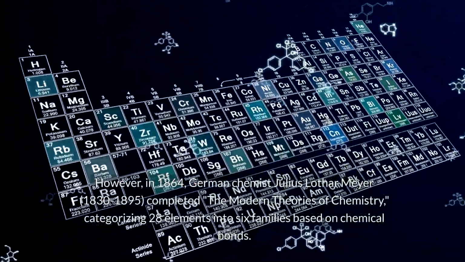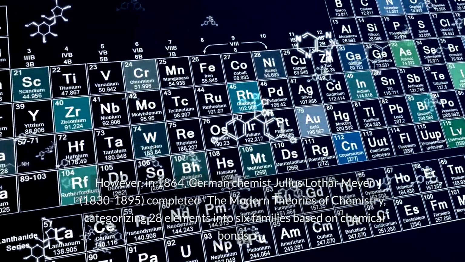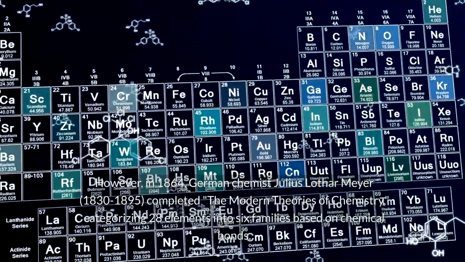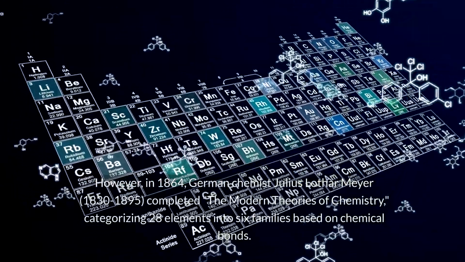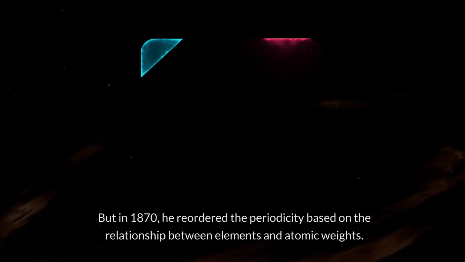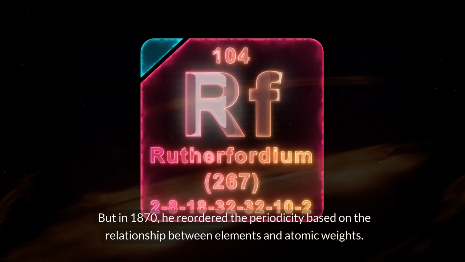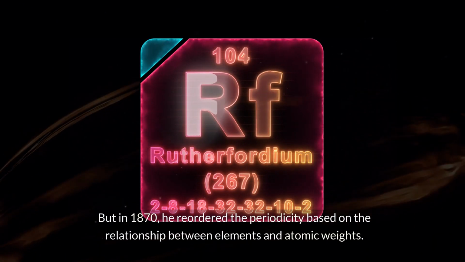However, in 1864, German chemist Julius Lothar Meyer, 1830–1895, completed the modern theories of chemistry, categorizing 28 elements into 6 families based on chemical bonds. But in 1870, he reordered the periodicity based on the relationship between elements and atomic weights.